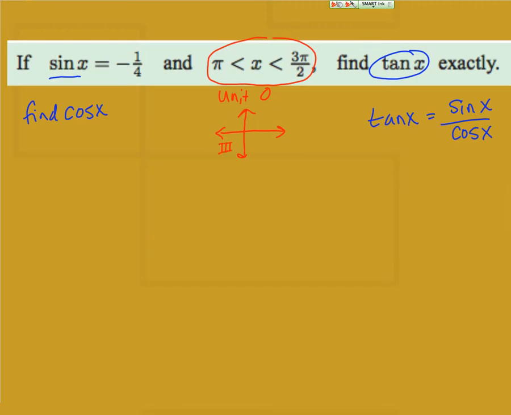Do you guys see that? So on the x-axis it says pi, and then on the y-axis if you go down it says 3 pi over 2. If you don't see that, maybe call me over so I can point that out to you. That will tell us what's going to be positive or negative.